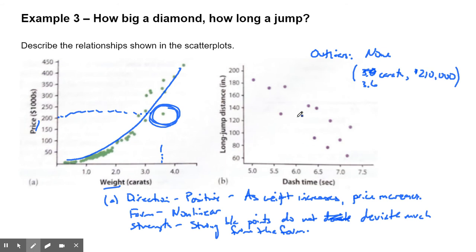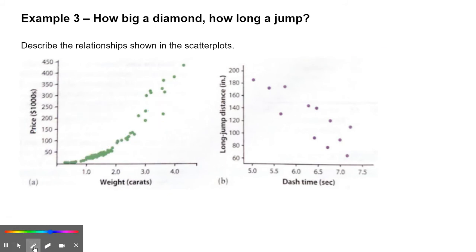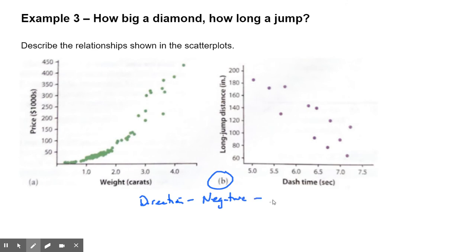Okay, and now let's do the second one. So let me erase all this. Now we're looking at B. For B, let's do the direction. Obviously, as the dash time increases, your long jump distance decreases. So this is a negative. And again, just say as dash time increases, your long jump distance decreases.